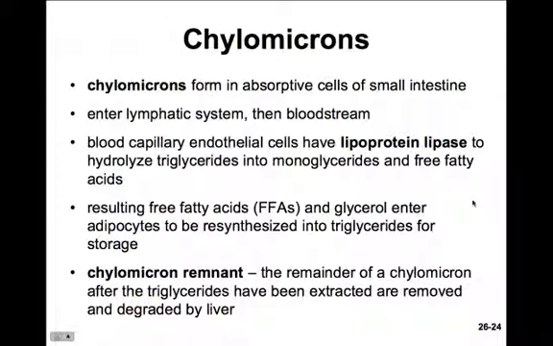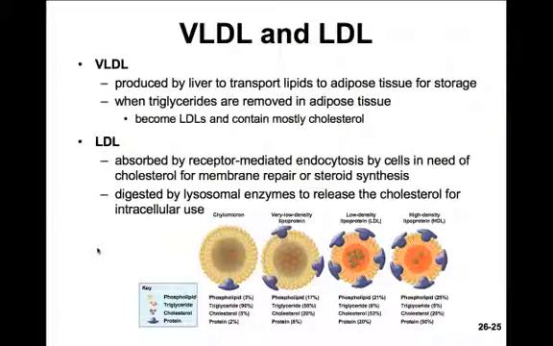The resulting free fatty acids and glycerol enter the adipocytes, and that's where they're resynthesized into triglycerides for storage. The remainder of the chylomicrons, called chylomicron remnants, after the triglycerides have been extracted, are going to be removed and degraded by the liver. So VLDLs are produced by the liver and act to transport lipids to adipose tissue for storage. When the triglycerides are removed in the adipose tissue, the VLDL becomes an LDL and contains mostly cholesterol.